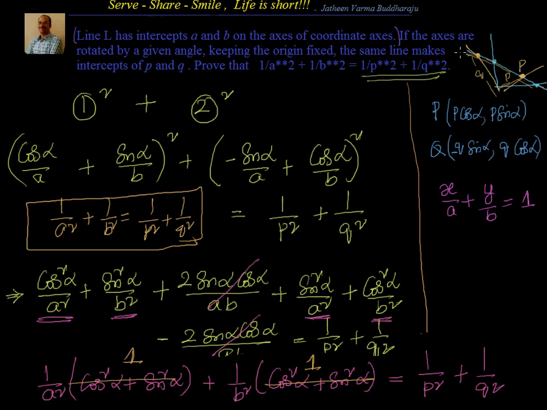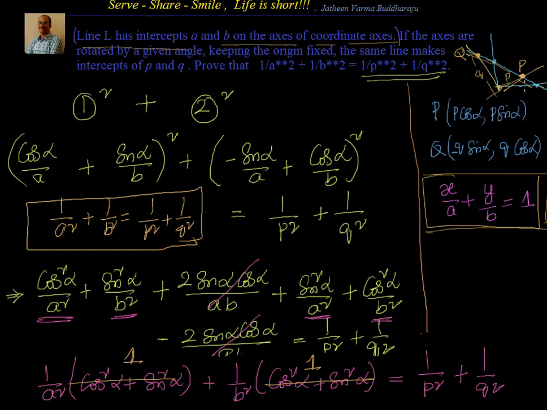That is, P is (p cos alpha, p sin alpha), where alpha is the angle made by the new axis with respect to the old coordinate axis, keeping the origin fixed. We got Q equal to (minus q sin alpha, q cos alpha). We know from the first line of the problem that the line has intercepts a and b on the coordinate axes, so the equation of the line is x by a plus y by b equal to 1. Now these 2 points, whatever we have found, we substituted in the line equation, because those two are also points on the line, that's why they are intercepts on the new coordinate axis.